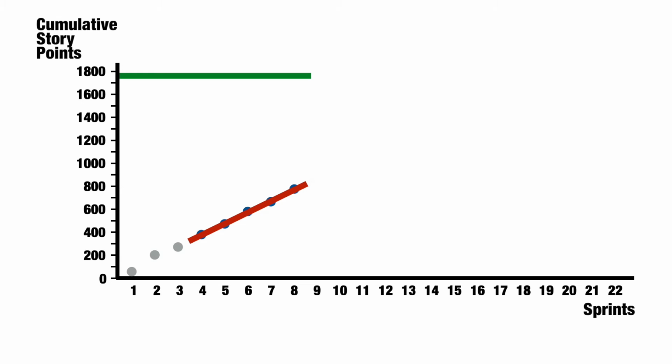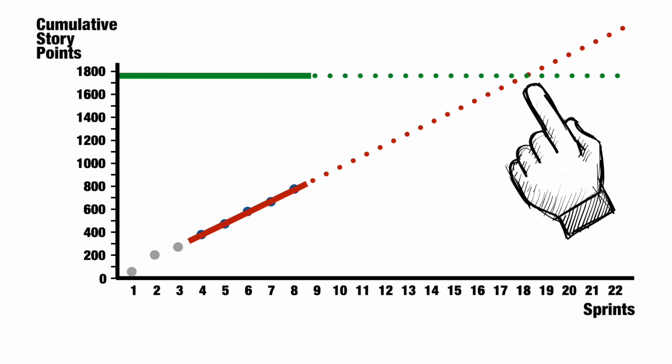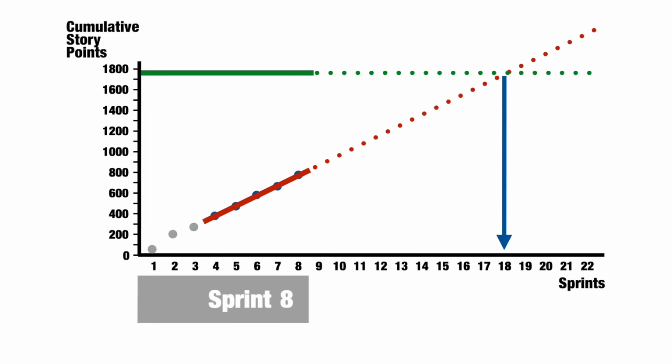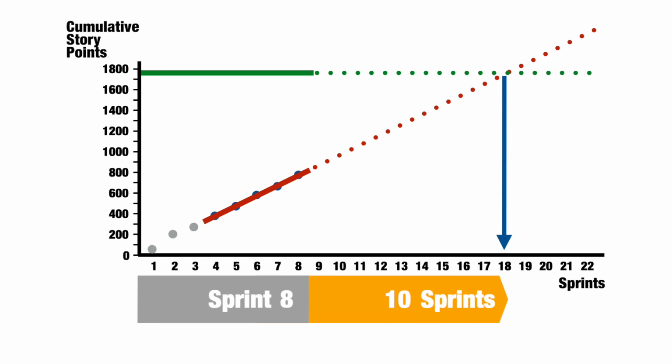Now for the clever bit. I'm going to extend these lines. I believe extrapolating is the technical term. And where they intersect, cross, that's the point where the number of story points delivered is equal to the total number of story points in the backlog, meaning we're done. Looks like that happened at the end of sprint 18. We're currently at the end of sprint 8. If we weren't at the end, we wouldn't be able to plot it. So our forecast is 10 sprints.